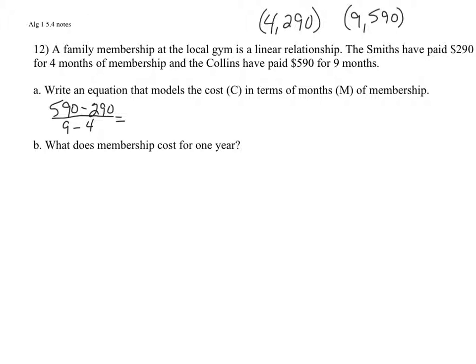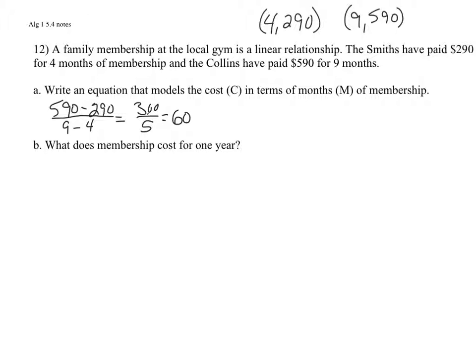All right, so that is 300/5. And, folks, I can do that one in my head. That's 60. If you wonder how I did that in my head, I did 30 divided by 5, which is 6, and I tacked on another 0. All right, so that, my friends, is my slope.